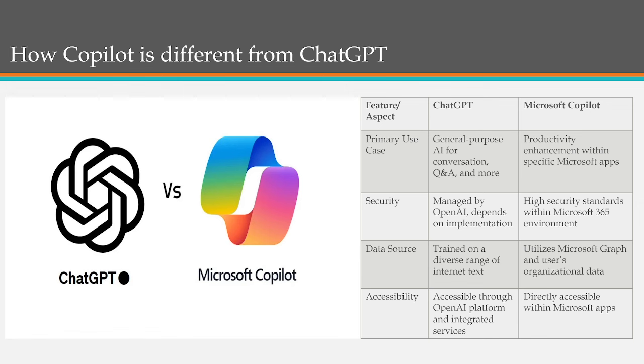And the data sources, like I mentioned before, ChatGPT is trained on a diverse range of internet data. There is some private data like Reddit. They have a tie-up, they pay money, and they get the information. They train it, but your organizational data will not be there. With Copilot, it can train on the organizational data.